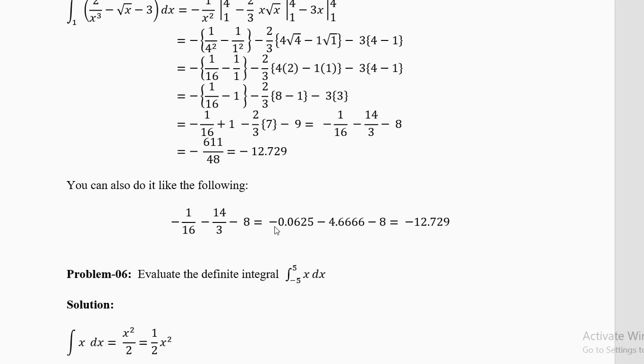Minus 1 by 16 is minus 0.0625. 14 by 3 will give 4.666 again and again until infinity. Take 4 of them, then minus 8. Combine all of them, you'll get minus 12.729.